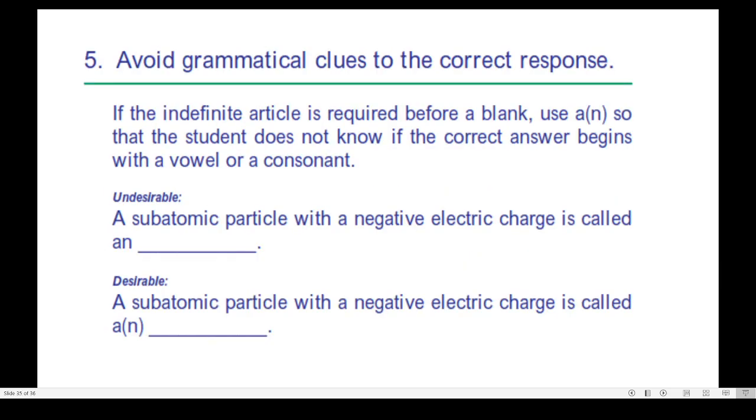Okay? Fifth one is that avoid grammatical clues to the correct response. So, ito yung sinasabi ko kanina na pag gumamit ka ng a, of course, automatically, the succeeding word there should be starting with a consonant. Pag gumamit ka ng an naman, the succeeding word should start with a vowel. So, we want to eliminate that unintended clue for the student. So, you have to use a slash an or an open parenthesis and close parenthesis so that they will not be given a clue on the correct answer.